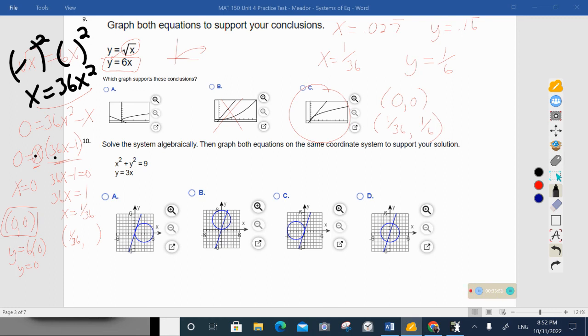If I let x be 1/36 and use the second equation, y equals 6 times whatever x is, 1/36. That becomes 6 times 1/36, which is 6/36, which reduces to 1/6. And so your ordered pair is 1/36 and 1/6. Okay, so here's your solution. The graph part is the easy part. Good luck on that one.